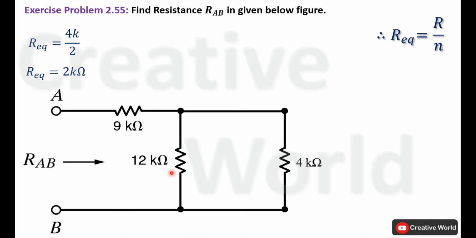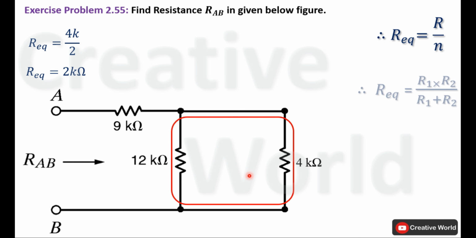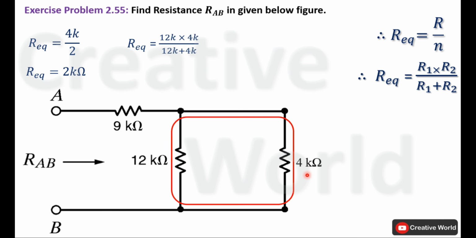Again, these two resistances are converted into a parallel connection, but now both resistances have different values. So we will use the R equivalent resistance calculation formula of two parallel connected resistances. R equivalent is equal to R1 multiplied by R2 divided by R1 plus R2. In this case, R1 is 12 kilo ohm and R2 is 4 kilo ohm. So find their equivalent resistance by using this formula.